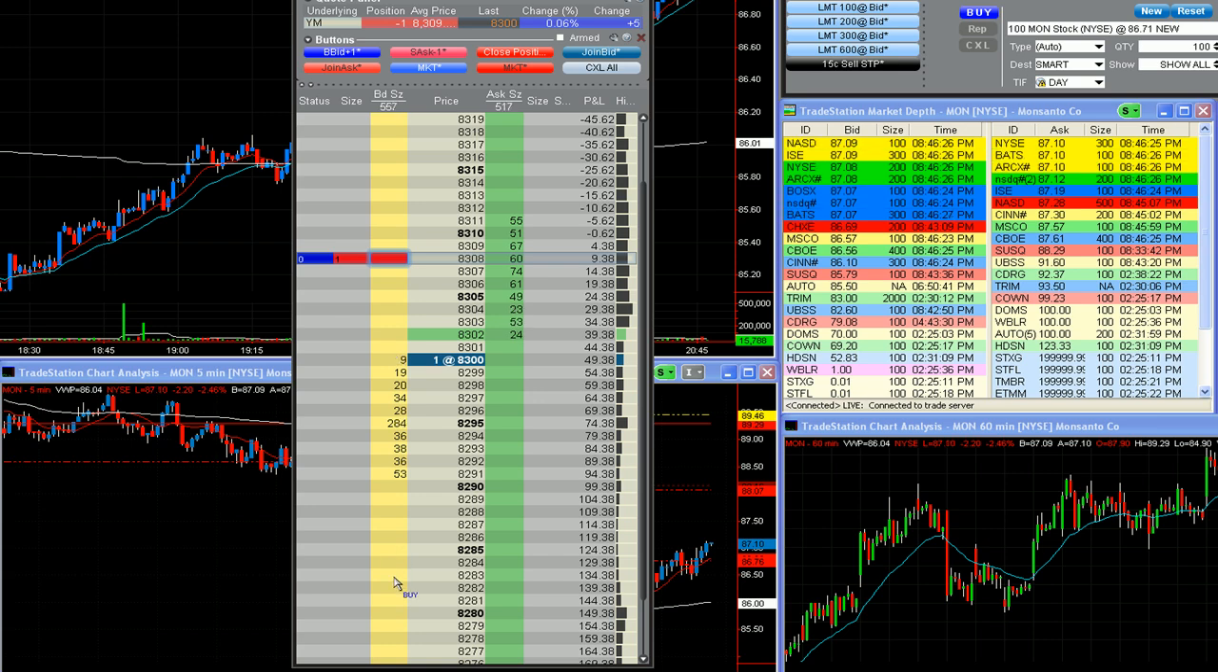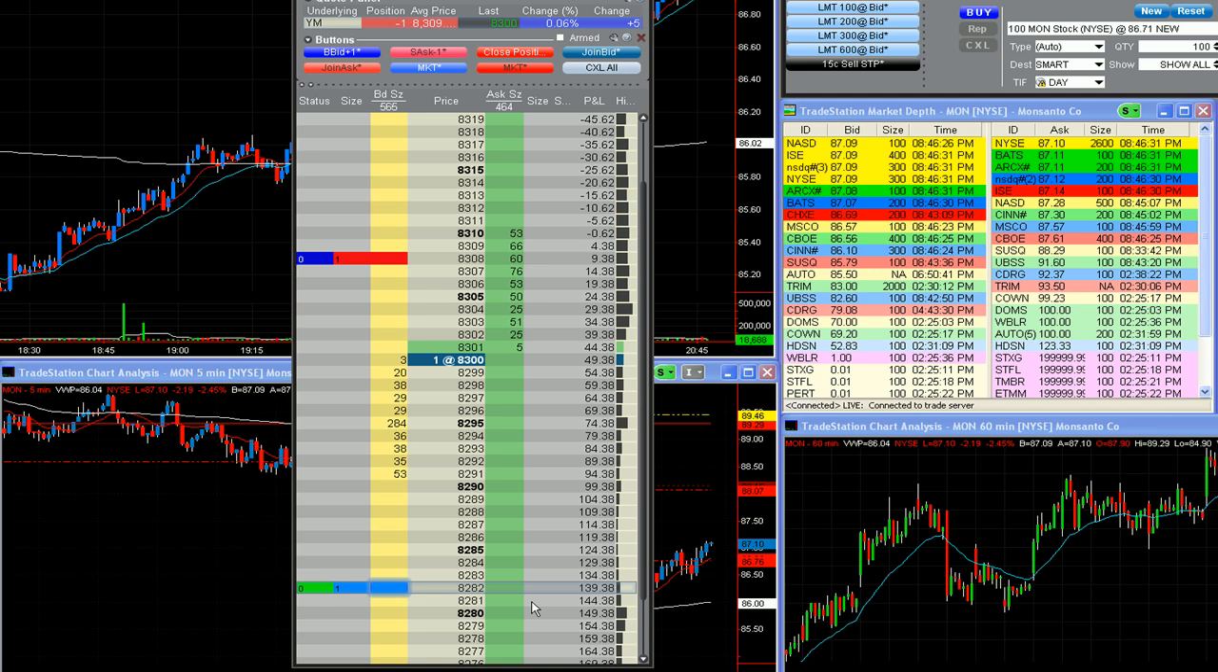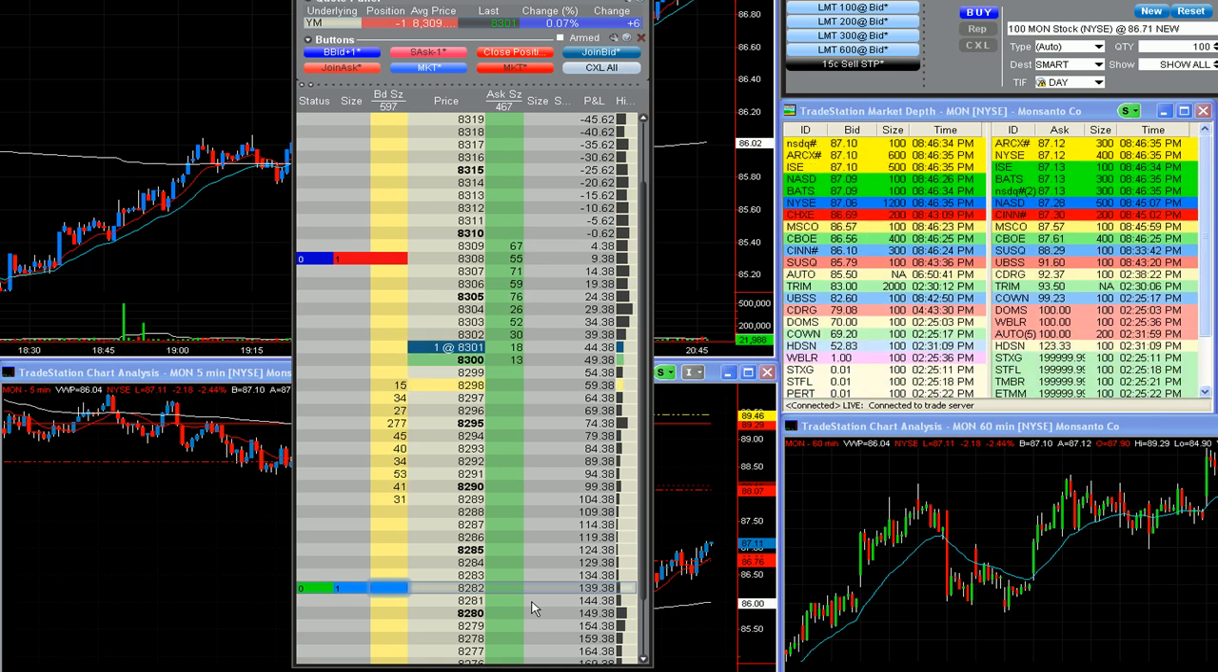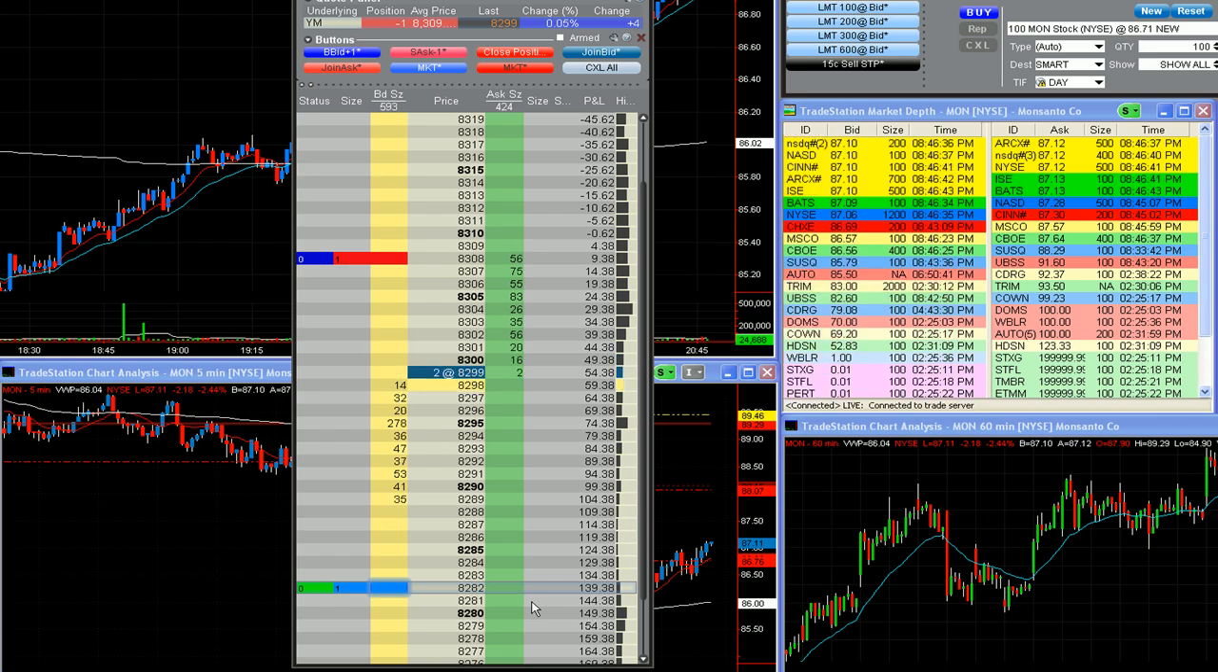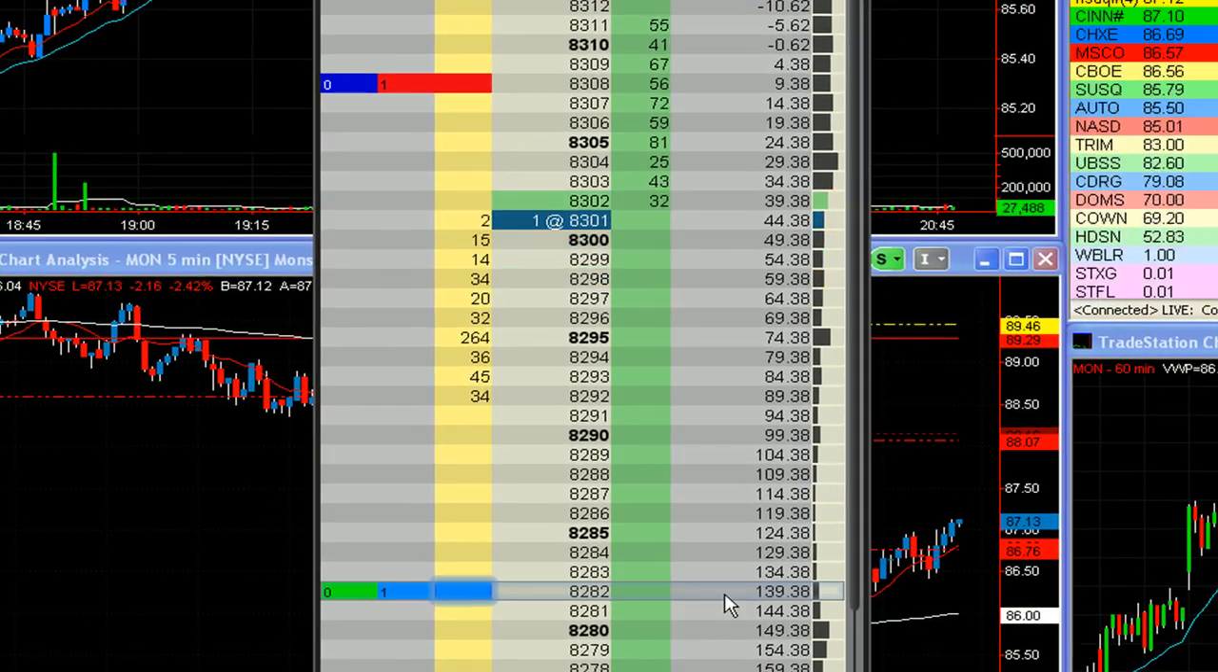But this is something I wanted to point out, and something that I found quite interesting. I'm watching this now, and I've still got a slight short bias with a final target of 8282, as you can see down there. But I've only got 1 contract short at the moment. I'm looking to reload and add a couple more contracts after that initial 10 tick scalp.